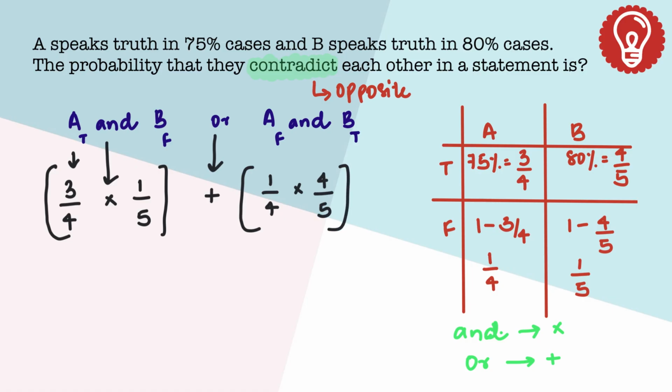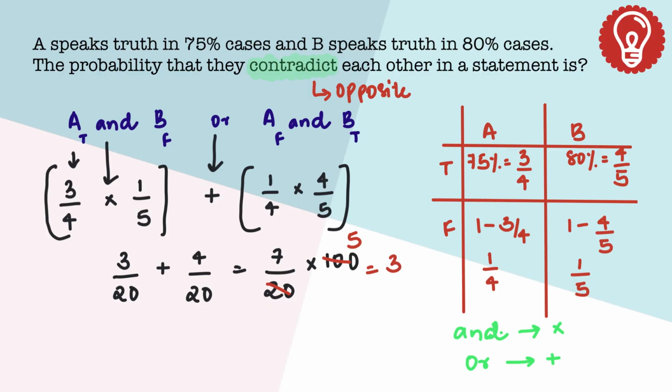So now it's just a matter of calculation. Let's take it as 3 by 20 plus this is 4 by 20. Together this is 7 by 20. Most often your options could be in fractions, so this should be enough. But sometimes they could give you an option in percentages because the question is in percentages. Then multiply this with 100. 20 into 5 will give you 100. 5 into 7, that's 35%.